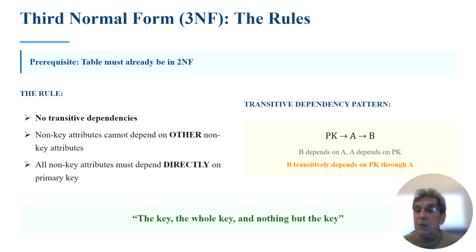The problem? Department name is really a fact about departments, not about employees. It's being stored in the employees table because of the chain of dependencies. This creates redundancy. Every employee in the same department has the same department name stored in their row. The solution? Decompose. Move department name to a departments table where it depends directly on department ID.